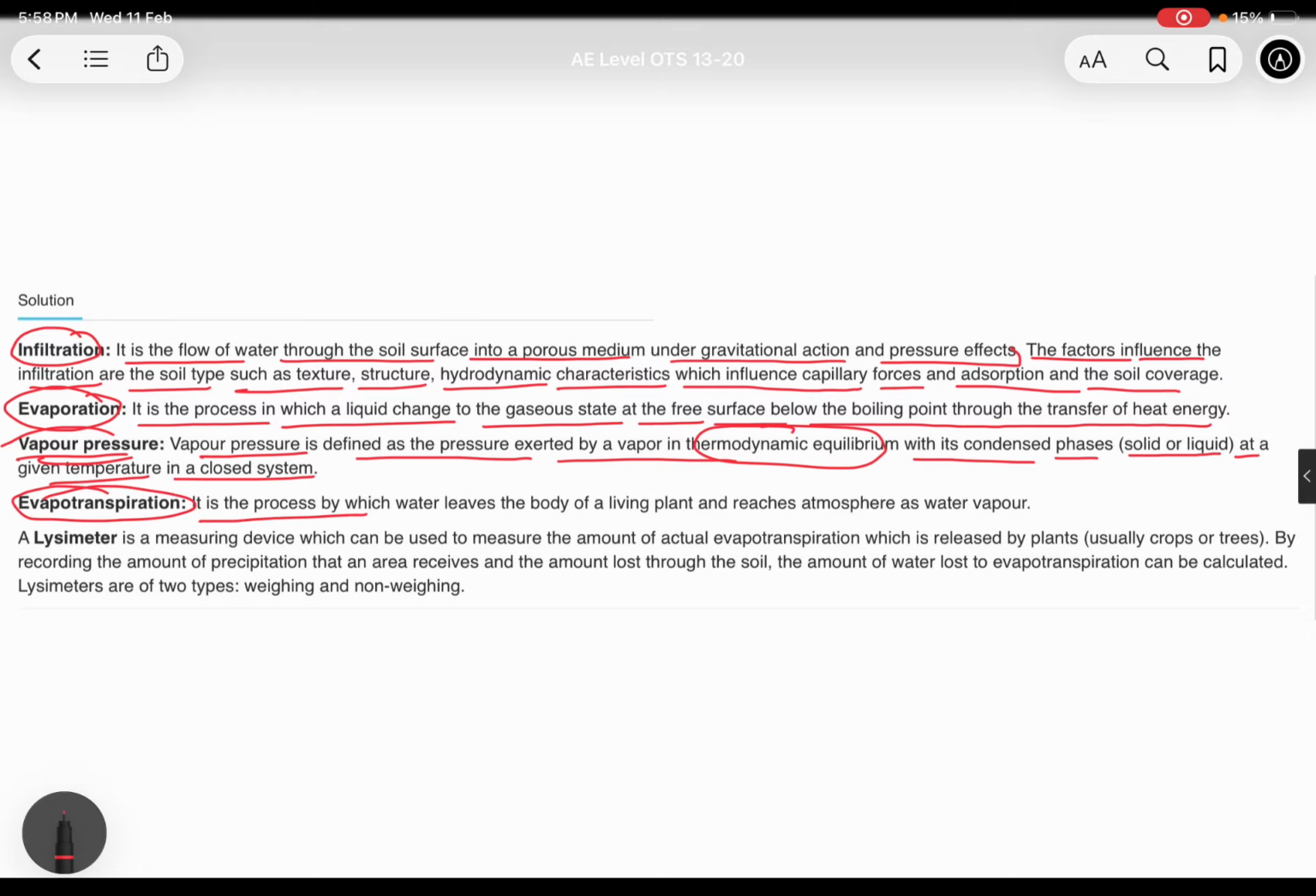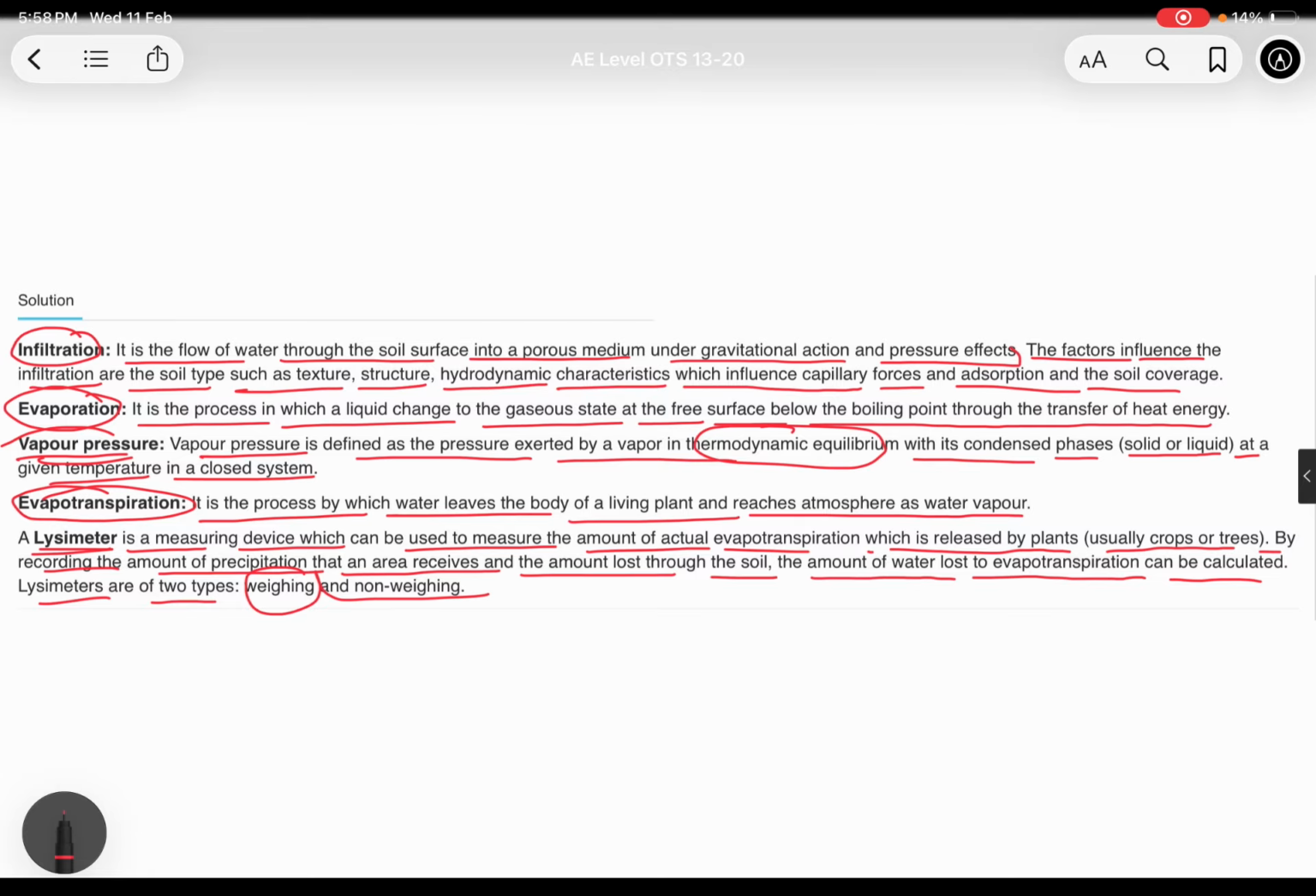Evapotranspiration is the process by which water leaves the body of a living plant and reaches the atmosphere as water vapor. A lysimeter is a measuring device which can be used to measure the amount of actual evapotranspiration released by the plant, usually a crop or tree, while recording the amount of precipitation received and the amount lost through the soil. The amount of water lost to evaporation can be calculated. Lysimeters are of two types, weighing and non-weighing.